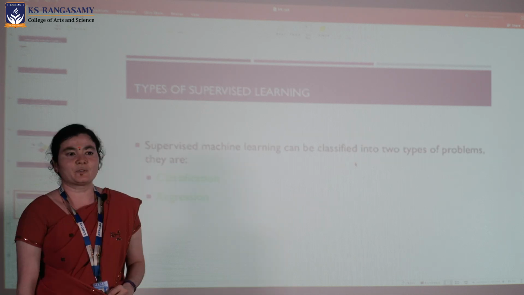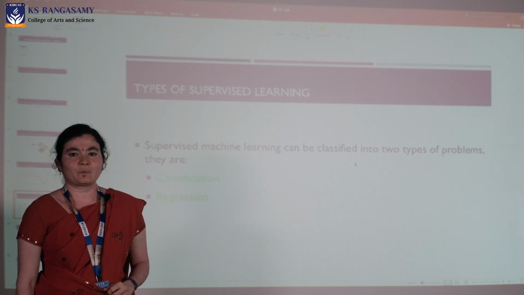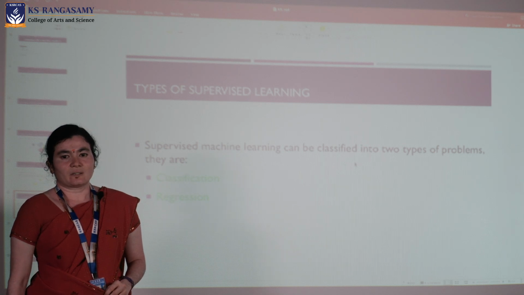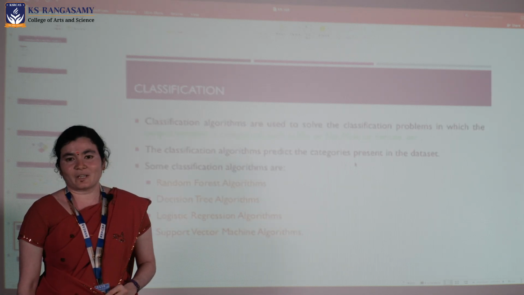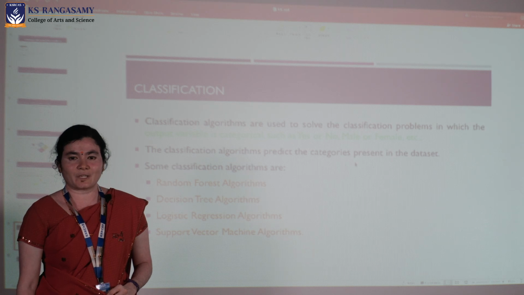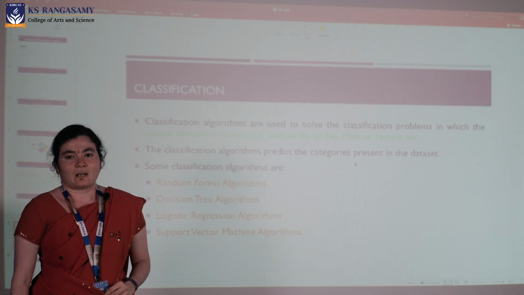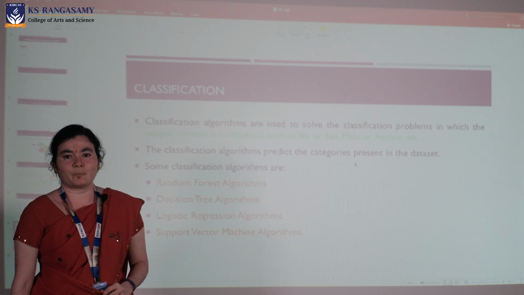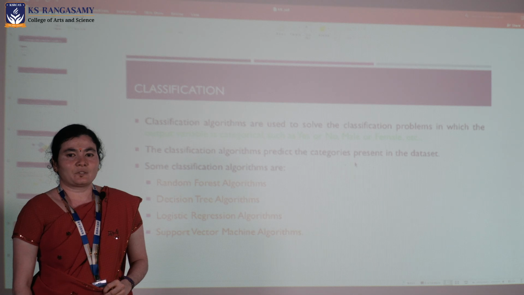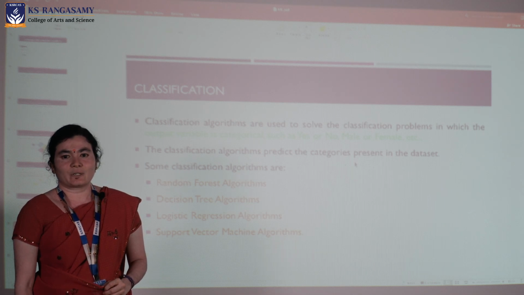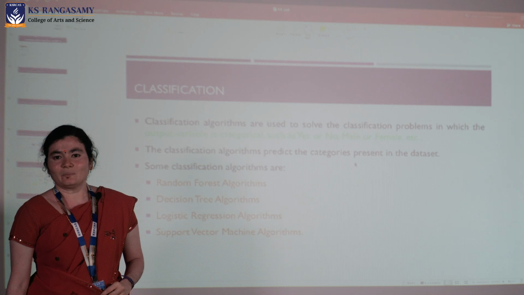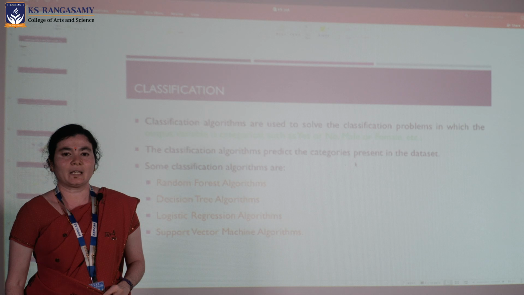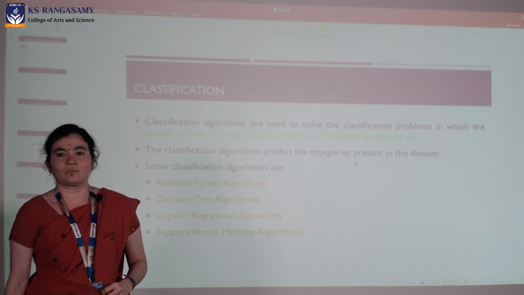Next slide. Types of supervised learning. Supervised learning has two types: classification and regression. Classification is used to solve classification problems. It gives outcomes for only two possibilities, that is yes or no, male or female, etc. The classification algorithms are random forest algorithm, decision tree algorithm, and logistic regression algorithm.